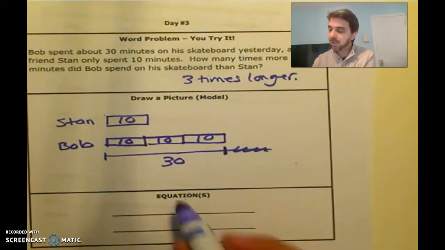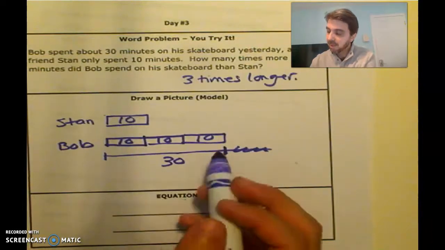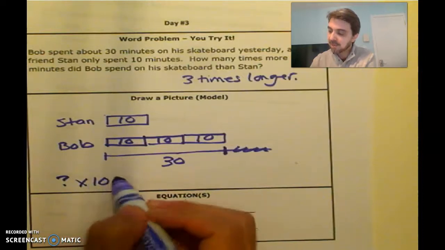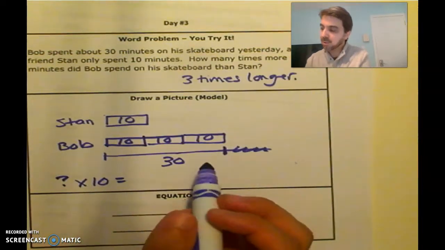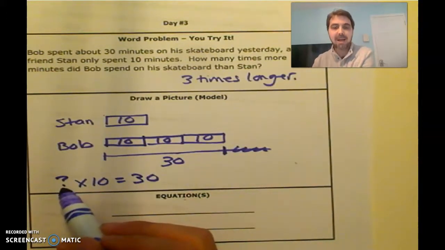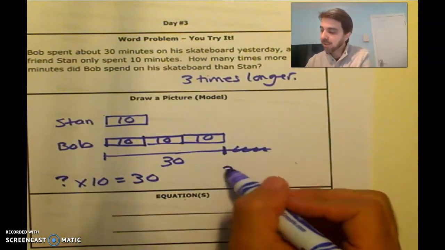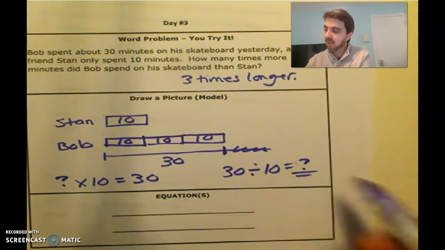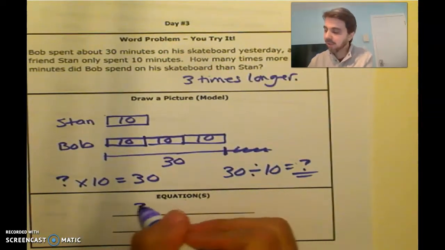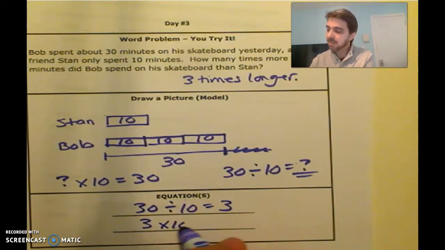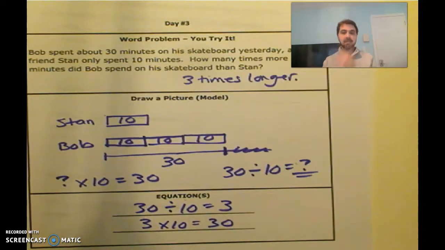Okay, and so our equation could be, we didn't know, we said how many groups of 10 is going to give us 30. How many times bigger is 30 than 10? Or you could say 30 divided by 10 equals question mark. Okay, but we did figure it out that 30 divided by 10 equals 3, and that 3 times 10 equals 30. Okay, so those are the equations we could use to solve that. All right.